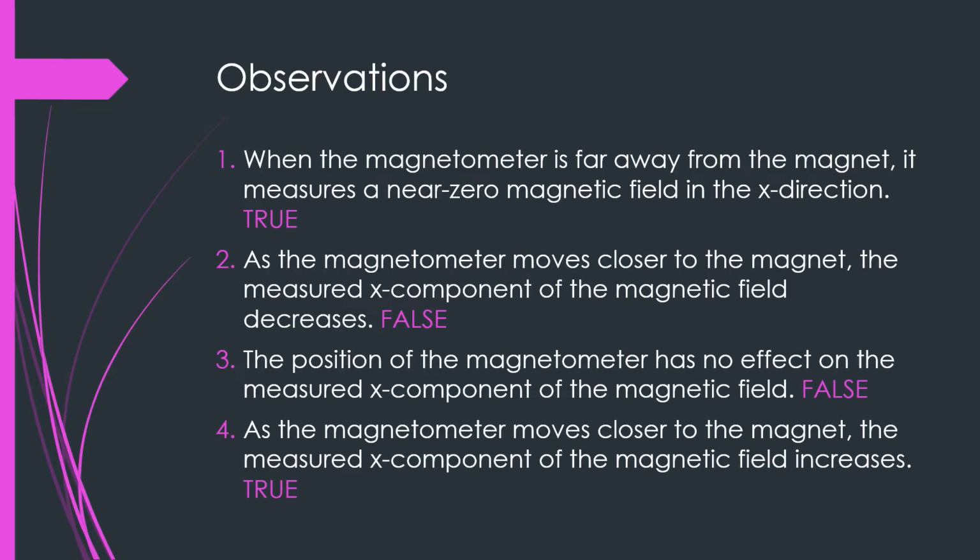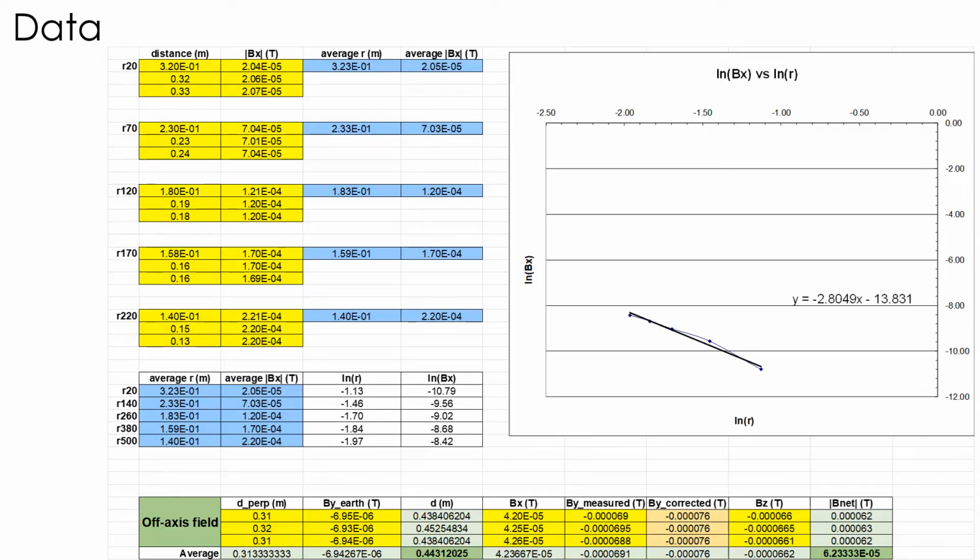Here are some given observations, and only the first and the fourth are true. So when the magnetometer is far away from the magnet, it does measure a near zero magnetic field in the x direction, and as the magnetometer moves closer to the magnet, the measured x component of the magnetic field does increase. Here is a look at my experimental data for this experiment, and you can see my linearized data on the graph there.